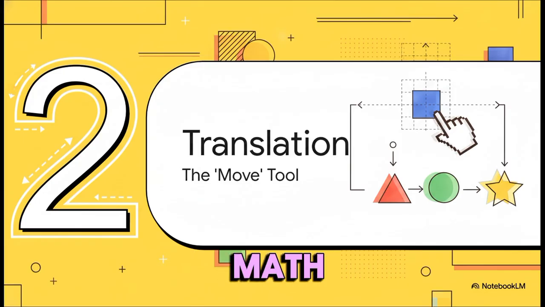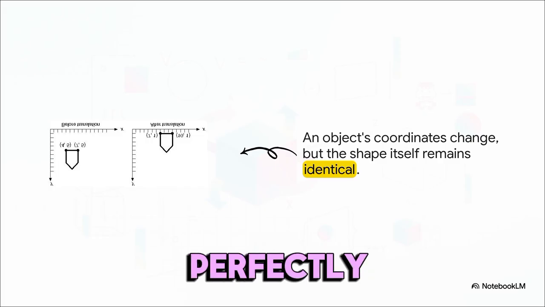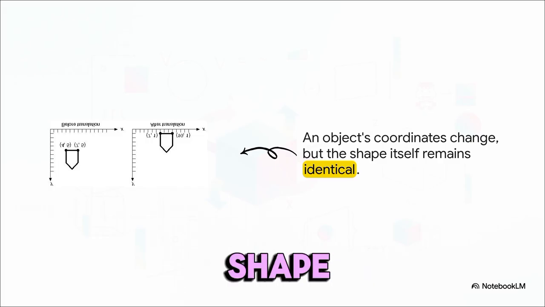Now, in the world of math, this has a name, translation. So you can see what's happening here perfectly. On the left, you've got the shape with its top corners at, say, (4, 5) and (7, 5). Then after we translate it, you see on the right, they've just shifted. Now they're at (7, 1) and (10, 1). The shape itself is exactly the same. It's just in a new spot.